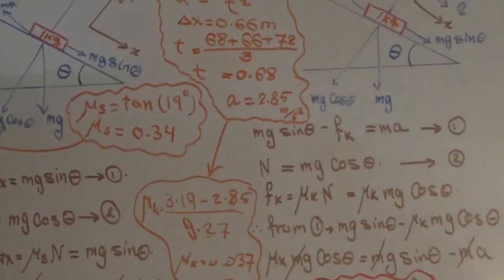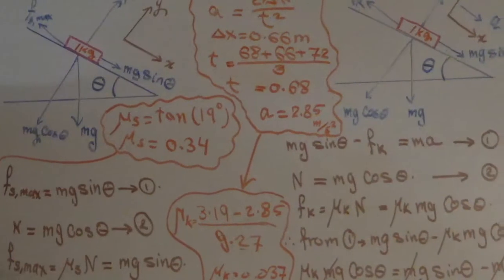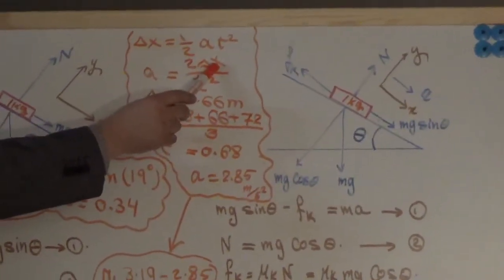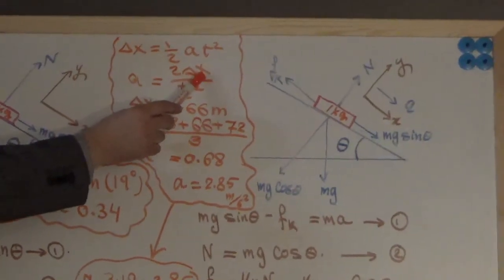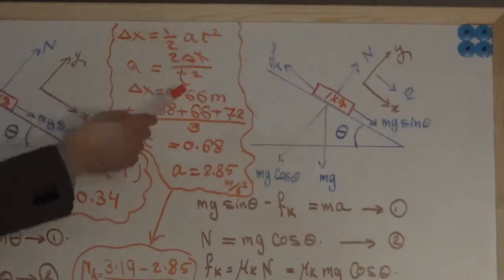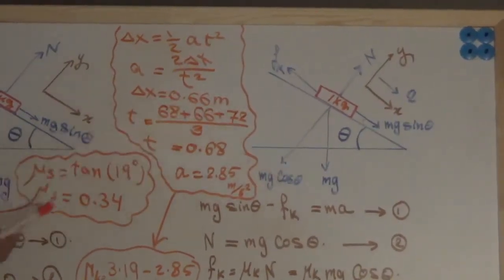Now, let's move to the coefficient of kinetic friction. You remember that we measured the distance that the book went through. So you can see that this distance is 0.66 meters.